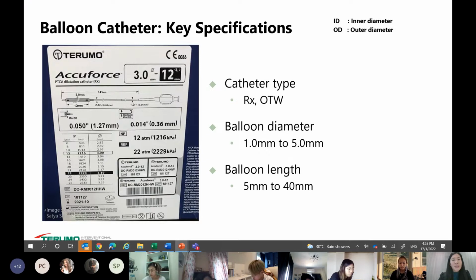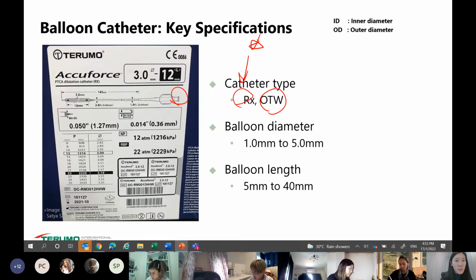For catheter types, as I mentioned, there are two lumens, one for the wire and one for the balloon. If these two lumens are within the tip itself, it's called over the wire. The wire and the balloon lumen come from the same opening. But typically what we have is an RX, rapid exchange catheter. For balloon catheters, RX is commonly used. This is called rapid exchange.